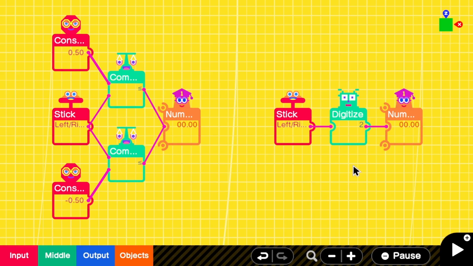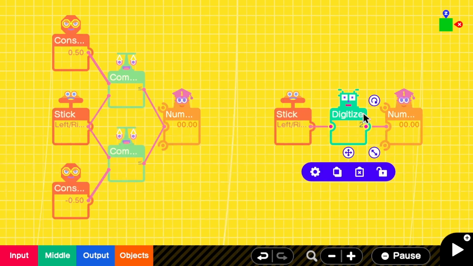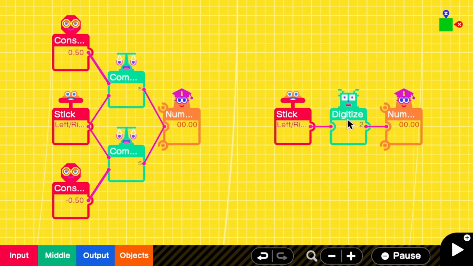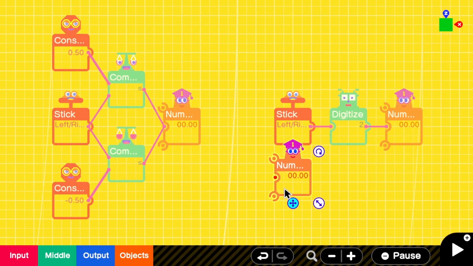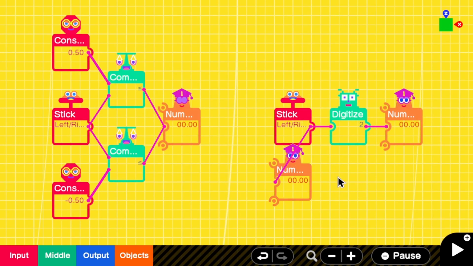One more niche use case for the digitize nodon is for detecting ranges. With the basic digitize set to 2, we can think of it as a nodon which checks if a number is not between negative 0.5 and 0.5. So what do I mean by that? Let's say I have our input here. If our input is between negative 0.5 and 0.5, the output of the digitize is always going to be 0.